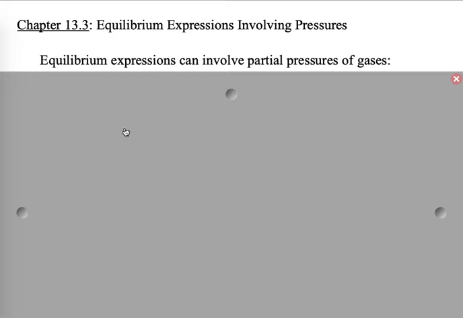In this section, I'd like to talk about equilibrium expressions that involve pressures. So, we've seen so far that equilibrium expressions include concentrations of reactants and products expressed in moles per liter, but the expressions can also involve partial pressures of gases if the reaction occurs in the gas phase.